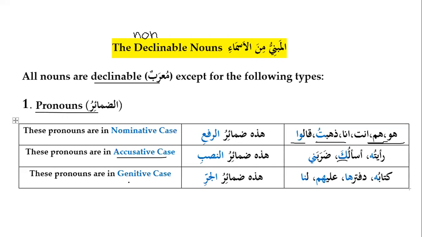Okay, and these pronouns are in the genitive case. هذه ضمائر الجر. Kitabuhu, why is it majrur? It is mudaf ilayh. Who is mudaf ilayh? Yes, excellent. So when the noun is mudaf ilayh, or when it comes after the preposition, it will be majrur. So the noun will be majrur only for two reasons: either it is mudaf ilayh, or it comes after the preposition. So kitabuhu, hu is majrur, daftaruha, ha is majrur, alayhim, him is majrur, and lana is also majrur as well.